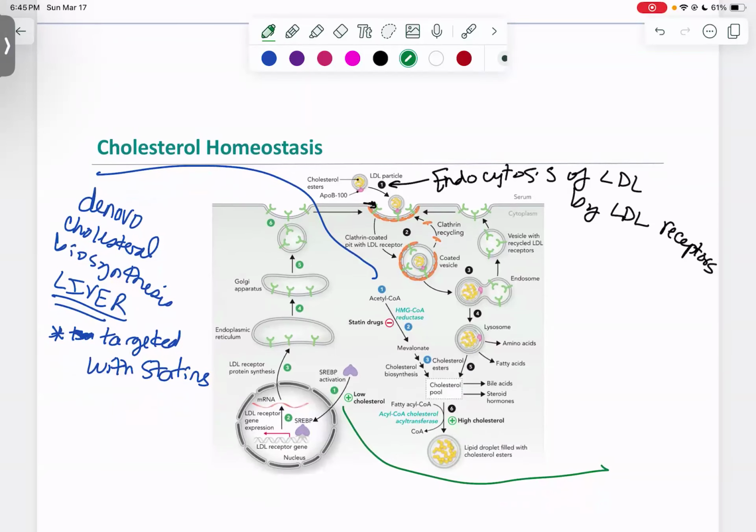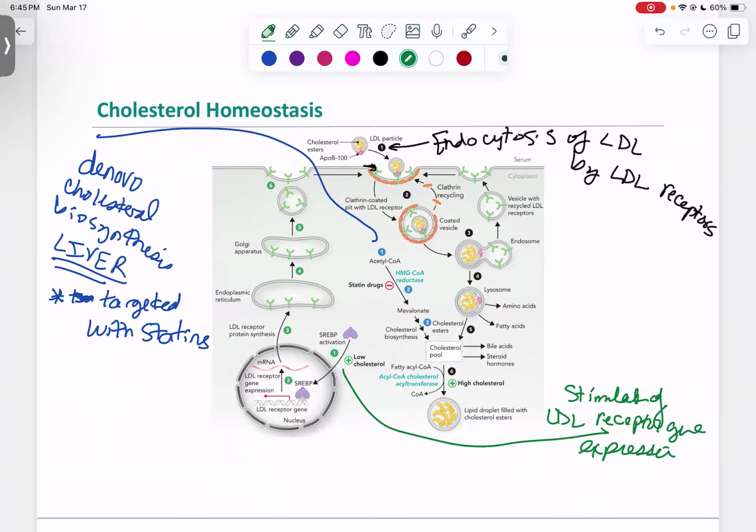And then the green ones, and I'm going to go over each one. This is the stimulation of the LDL receptor gene expression. So this is how much receptor we're putting out there. And so what triggers this? If you look at why would you want to make the cells take in low density lipoproteins, take in things that have cholesterol? Well, that's only going to happen if you have low intracellular cholesterol levels.